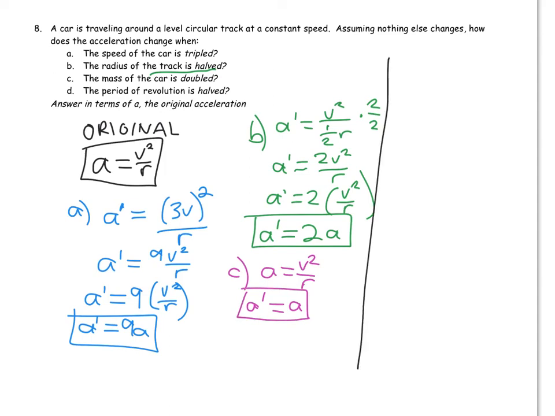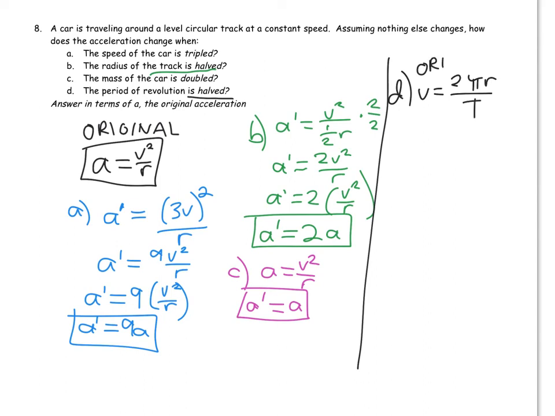Moving on to D, the period of revolution is halved. So at first you might say, well, period's not something that's given at all in this equation. It's just v squared over r. Period's not even in there. However, we have to keep in mind that period affects that velocity. And the reason we know this is that my velocity is given by 2 pi r over T. So this one's actually a two-step problem.